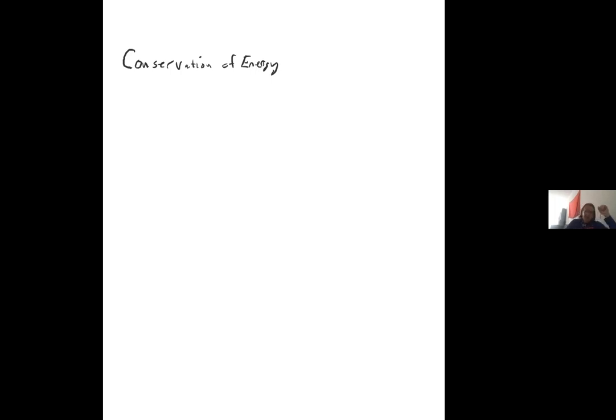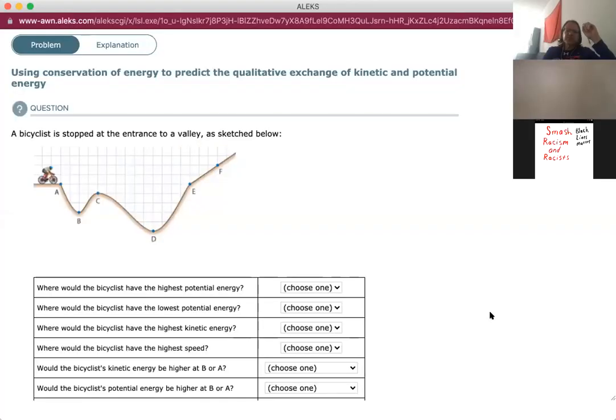So there's an example in the ALEX that you work on where you actually look at an example of this transformation. So here it is. I'll bring it up on the screen here. So using conservation of energy to predict the qualitative, so we're not doing any calculations here, exchange of kinetic and potential energy.